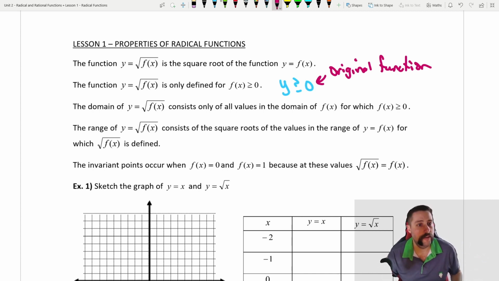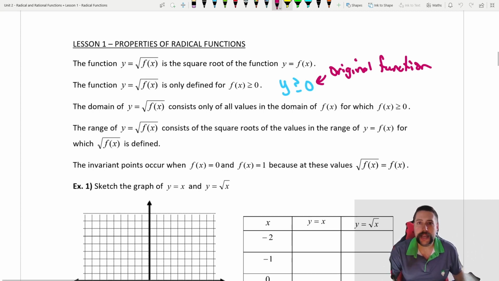The range for y equals the root of f of x consists of the square roots of the values in the range of y equals f of x for which the root of f of x is defined. That circles back to y being greater than or equal to 0. So the range of the root of f of x is only defined for when the original function has y greater than or equal to 0.